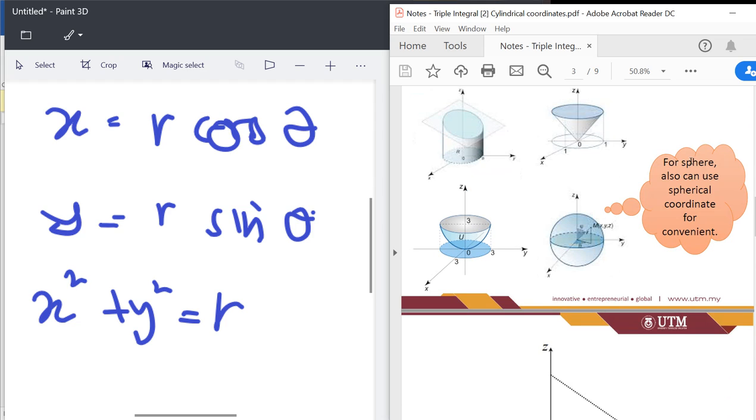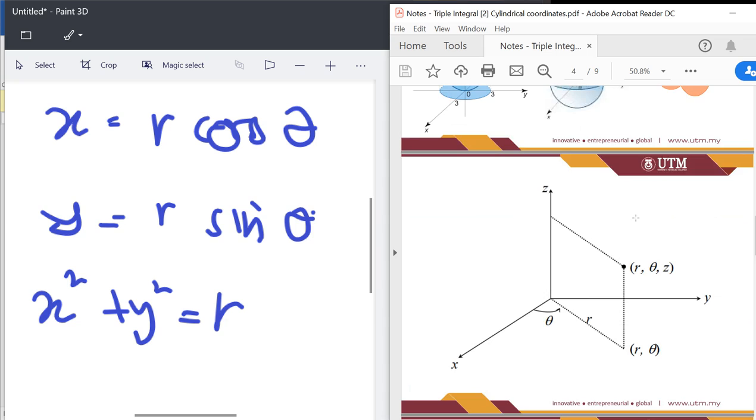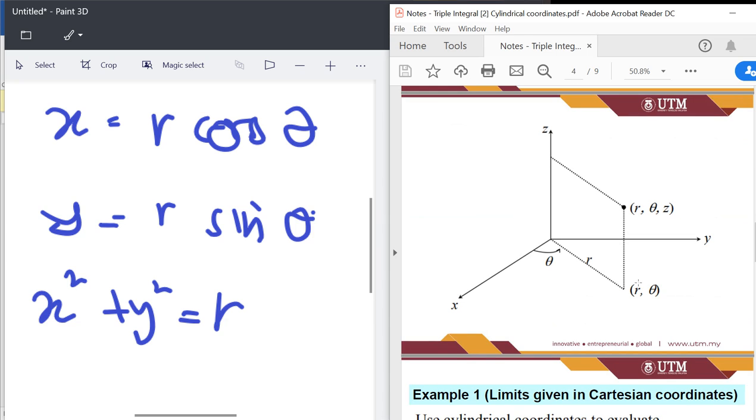For a sphere, we can also use spherical coordinates for convenience, since the top and the bottom are spherical shapes too. Let's take a look at the sketching. On the xy plane, we convert x and y in terms of r and theta. With z, the point will be (r, theta, z), so z remains as z here.